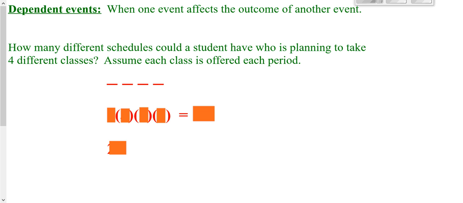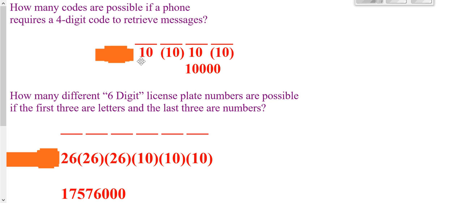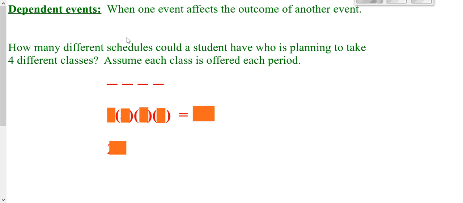So some things are dependent. When we go back here and I gave you the option of 10, 9, 8, 7 because we couldn't repeat, that's considered a dependent event, where the next thing's affected by the previous thing. So suppose we have a student who's planning to take 4 different classes. How many options do they have for the first class? So I put down 4 options here. First class, there's 4 classes.